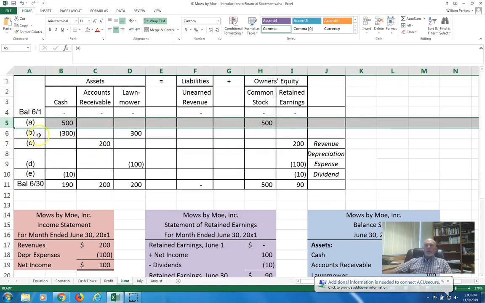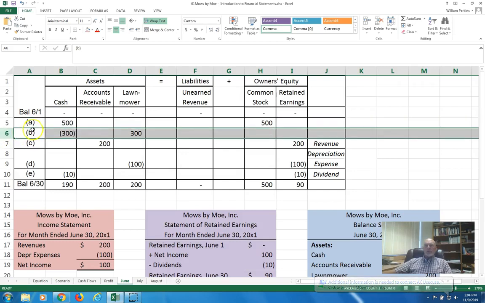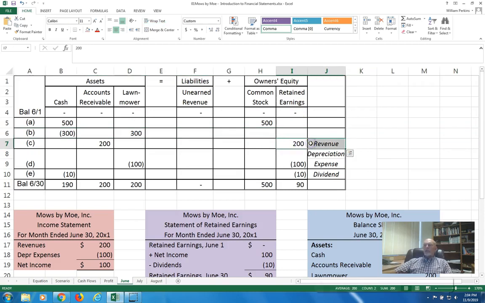We then took $300 and bought a lawnmower. So we subtracted $300 from cash, and we added $300 to the lawnmower. We have a new type of asset now, a lawnmower. Then we mowed the yard. Now remember, anytime we do work for a customer, we're going to record revenue. Revenue, anything related to income, is put into this last column under retained earnings. So revenues would be pluses and expenses will be minuses. So we did work, so we're going to add what we earned from the customer, $200, under retained earnings.